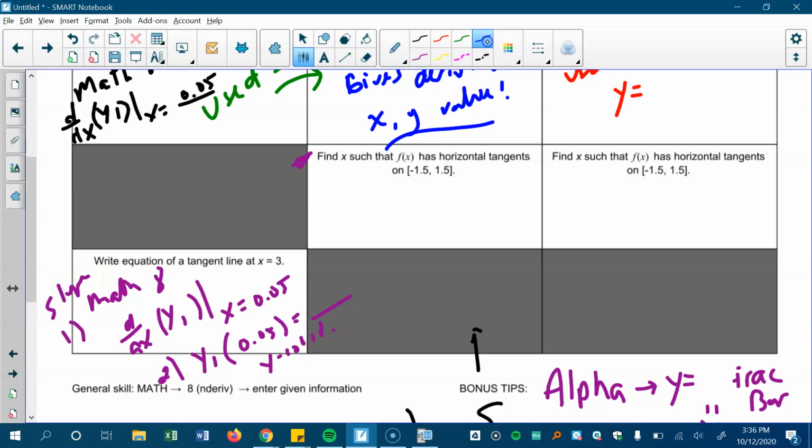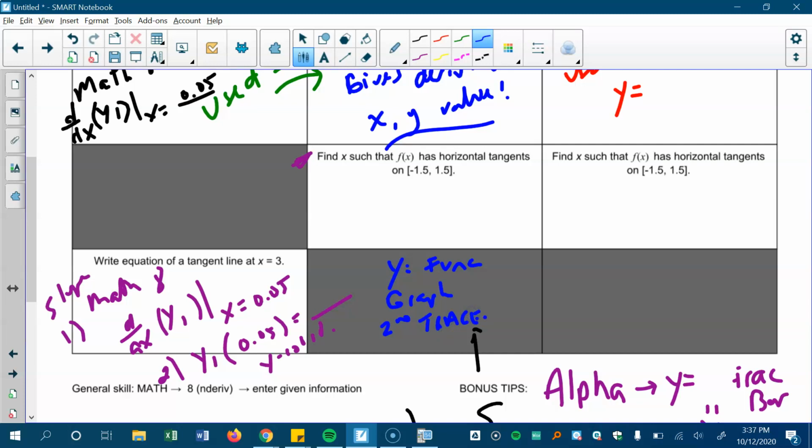The second way you could have done this, just to recap again, is by going to y equals, enter your function, and then graphing your derivative. I'm sorry, and then going to graph, and then doing a second and trace.